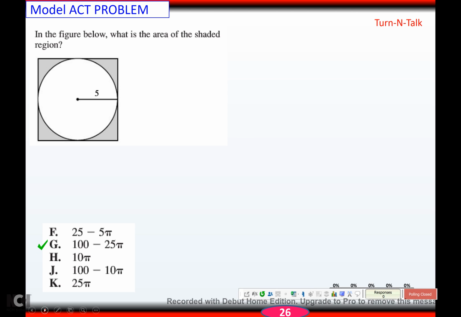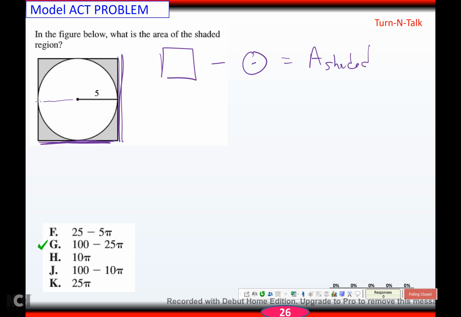And hopefully you got G. Alright, for this problem, they want the area of the shaded region. So if I take the square and I subtract the circle, that'll get the area of the shaded region. The area of my square is base times height, length times width. That circle goes all the way through. If my diameter would be 10, that's the whole length of the bottom of the square, so that's 10, which makes that 10. That would be 5, and that would be 5, which makes that 10. So the area of this square is 10 times 10.